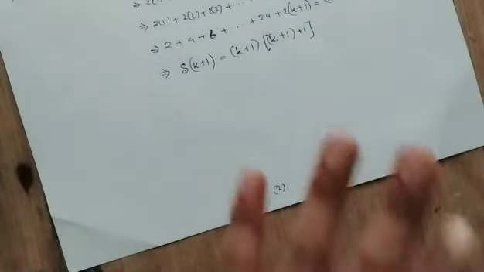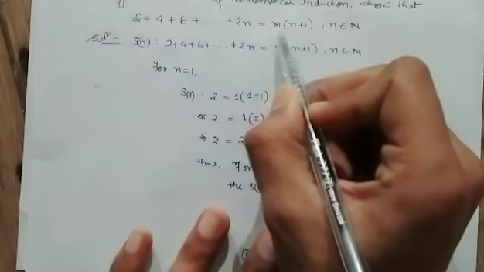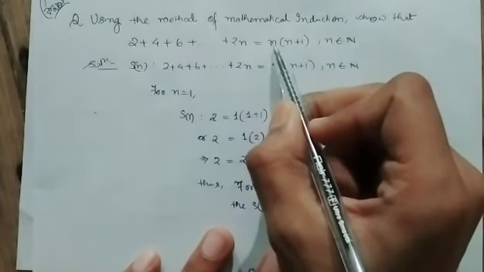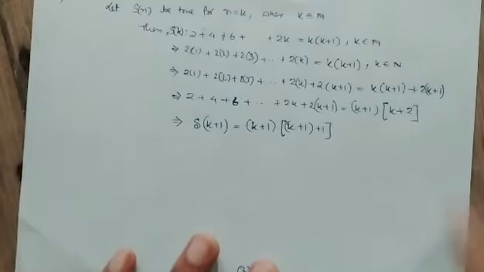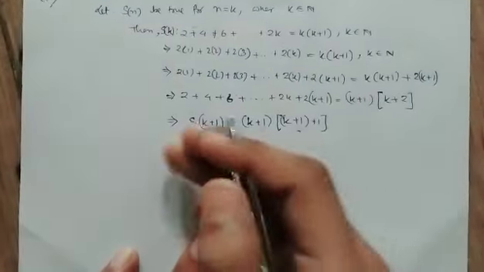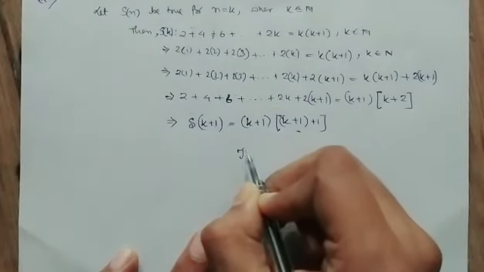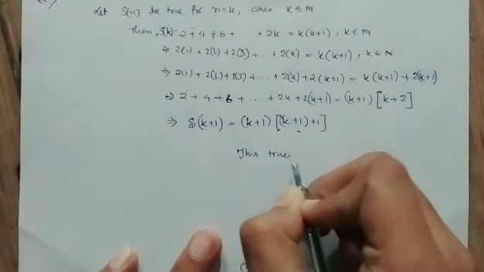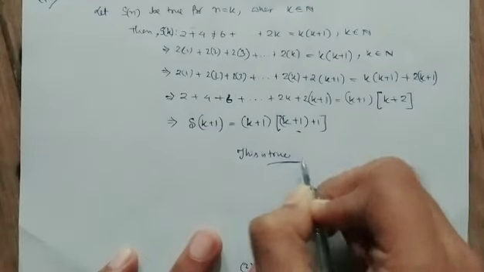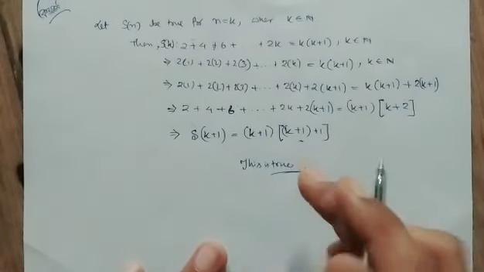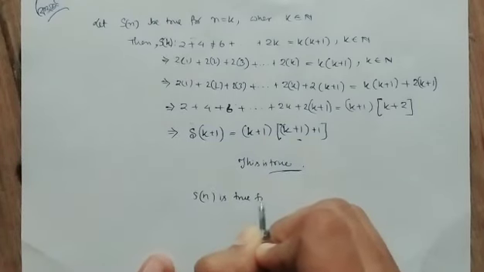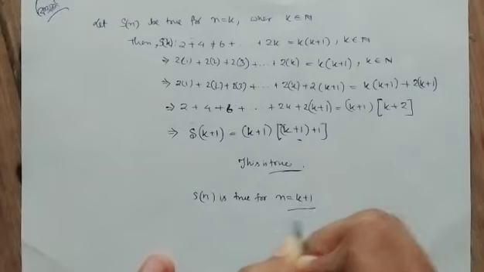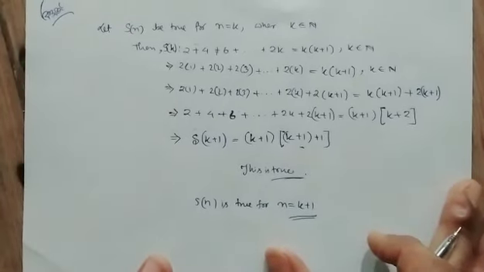So if you incorporate k+1 in place of n, then what will you get? Wait for a second. In place of n, if you incorporate k+1, it will become (k+1) bracket (k+1+1), right? So this is what we will get, and yes, this statement is true, right? So we have proved that the statement Sn is true for n equal to k+1, and this was what we were to prove, right?